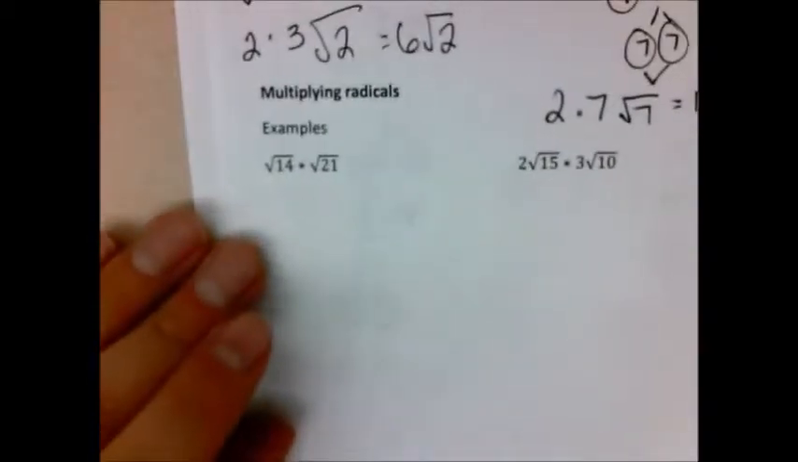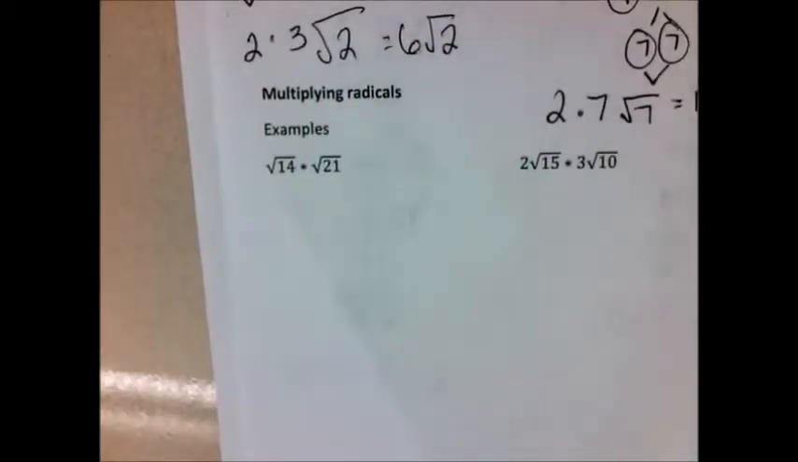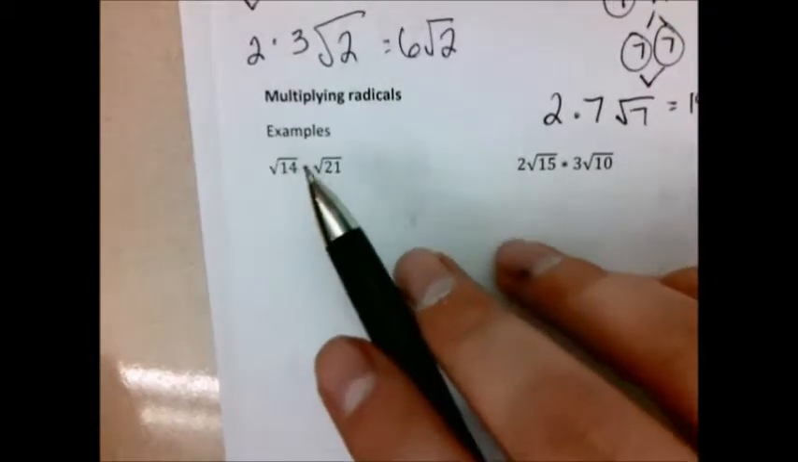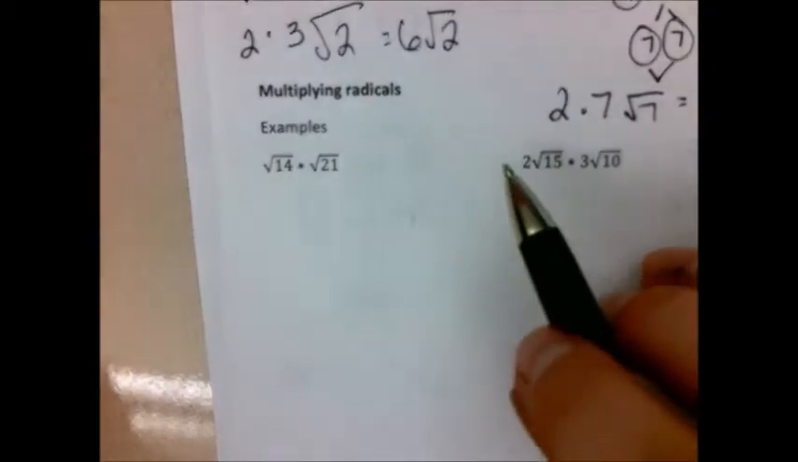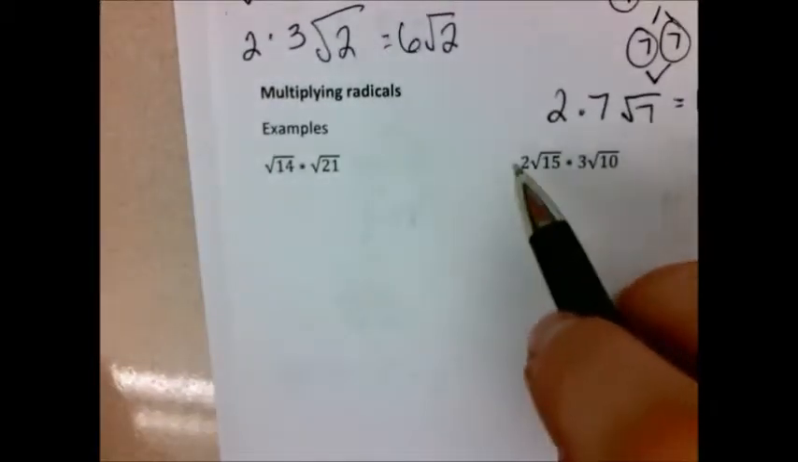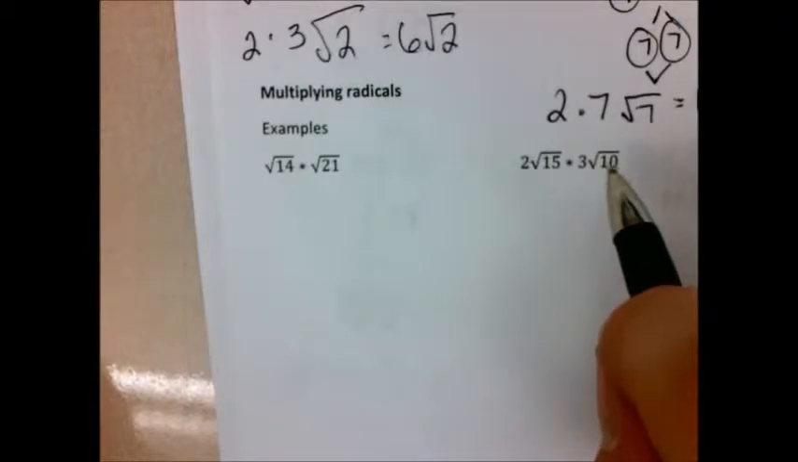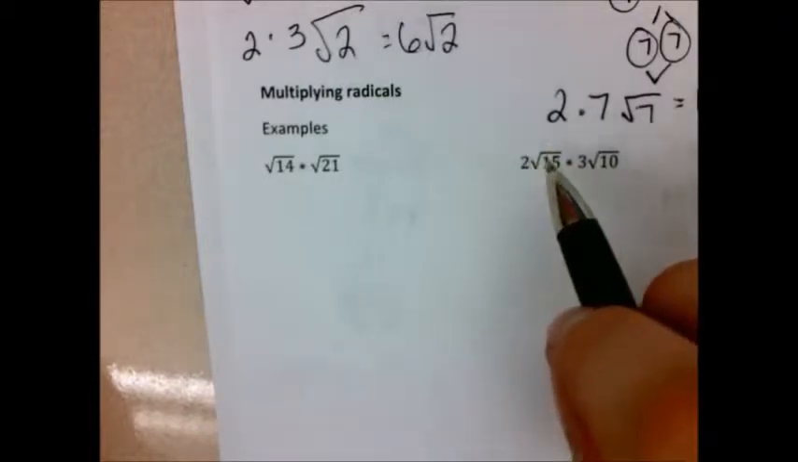Alright, sometimes you're going to be asked to multiply radicals. Multiplying radicals is not that much different than multiplying actual numbers, except that if the numbers are under a radical, we multiply them together, and if they're outside the radical, we multiply them together. We never multiply 2 times 15, we never take 3 times 10. We always do outsides together and insides together.